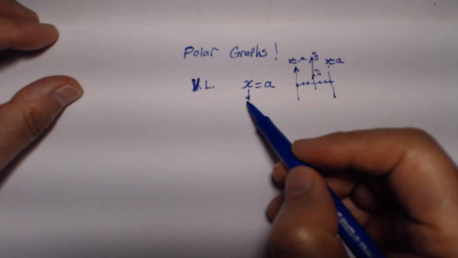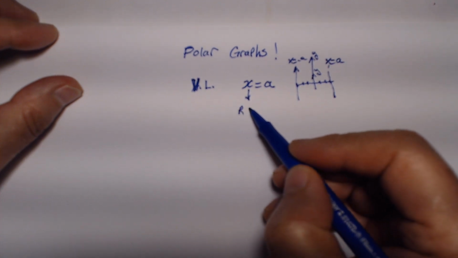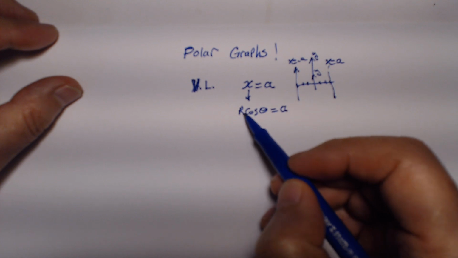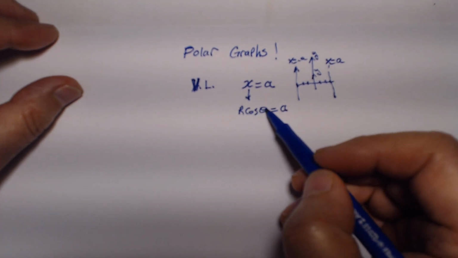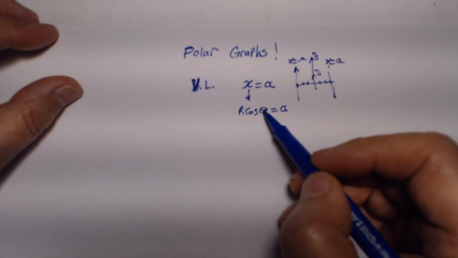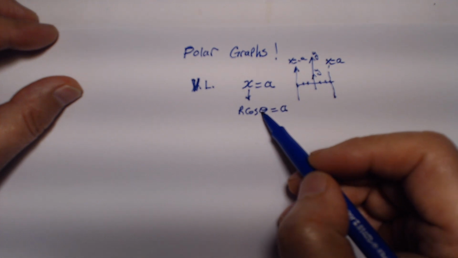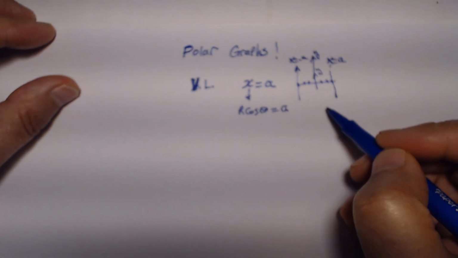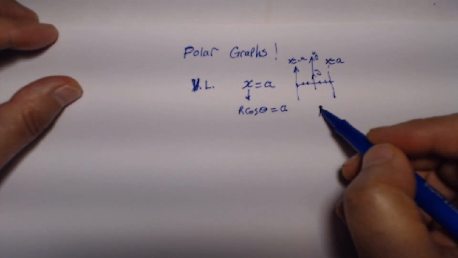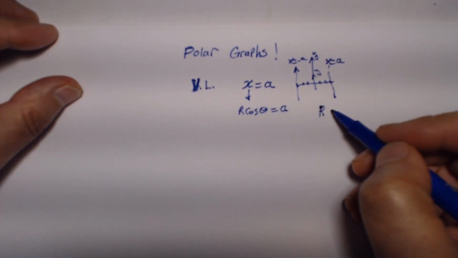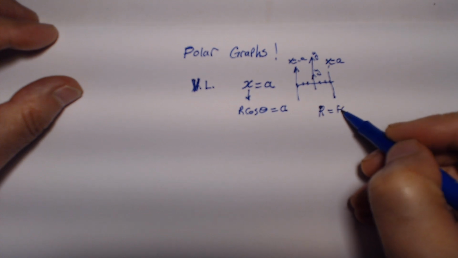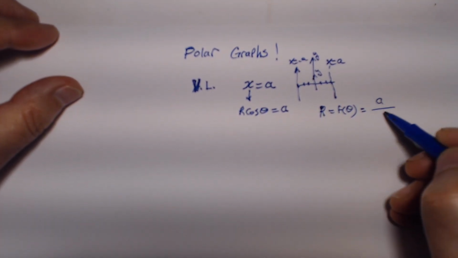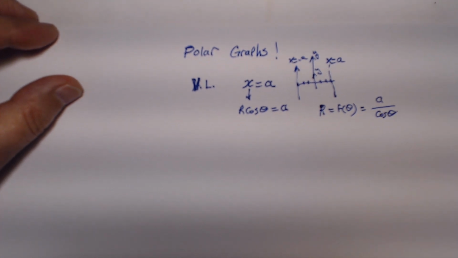In polar, x is represented by r cosine theta, where r is the distance from the pole and theta is the angle from the polar axis to the terminal side. Therefore, in a polar function, r is your dependent variable, sometimes we call it f of theta, and this one is nothing except a equal to r cosine theta.